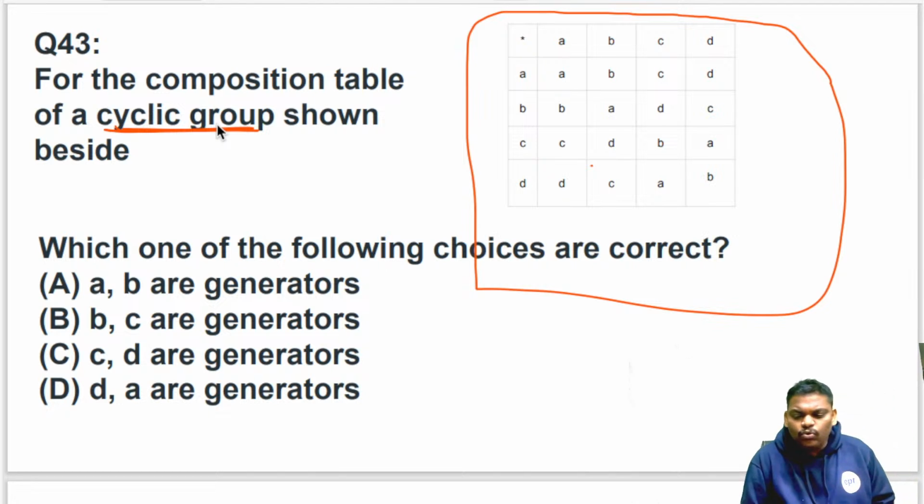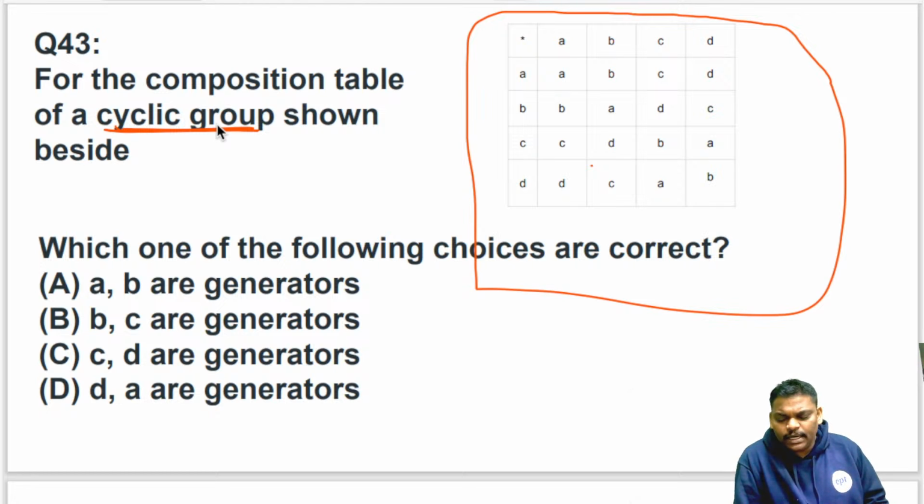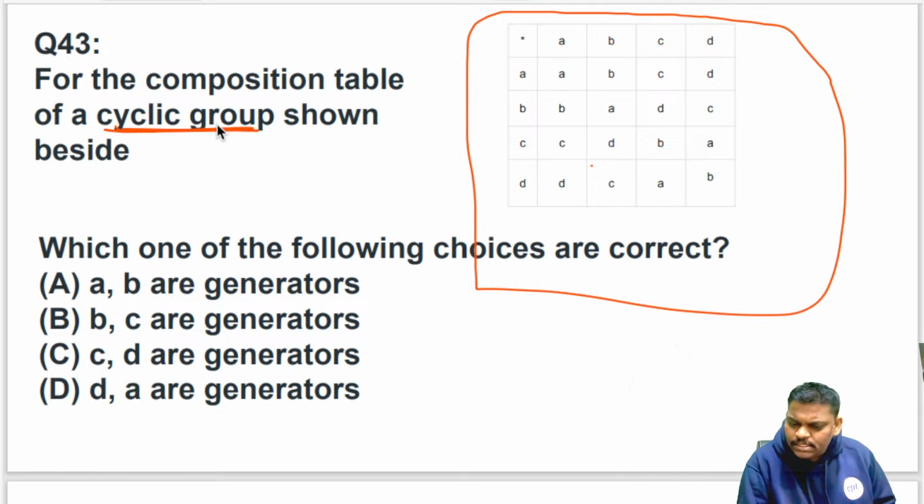You read the total group theory one time. Yes, it's already mentioned, it's a cyclic group. So can you help me?